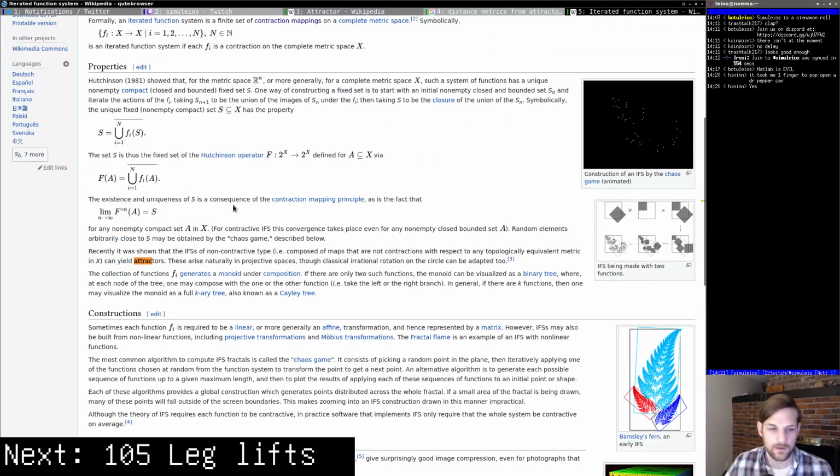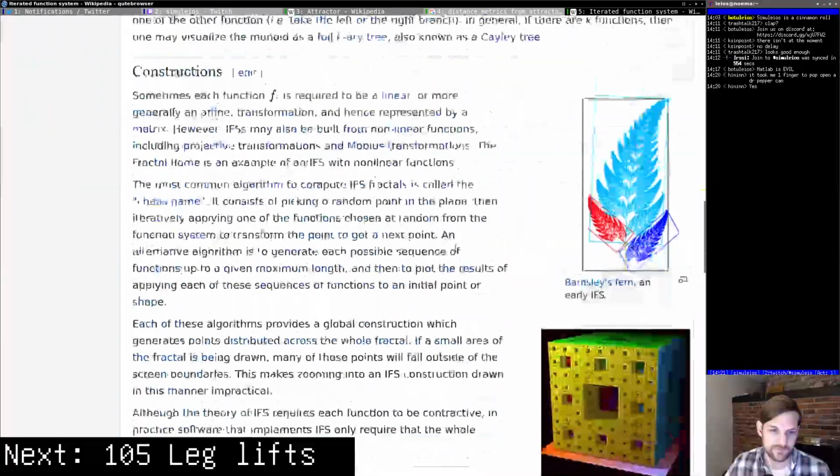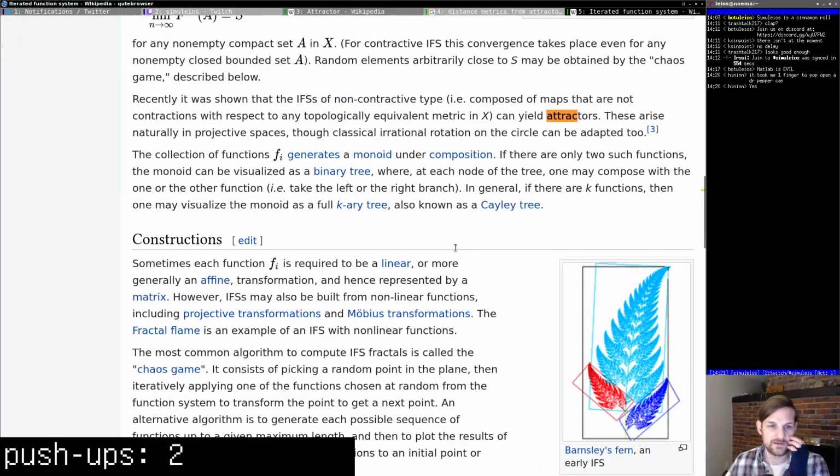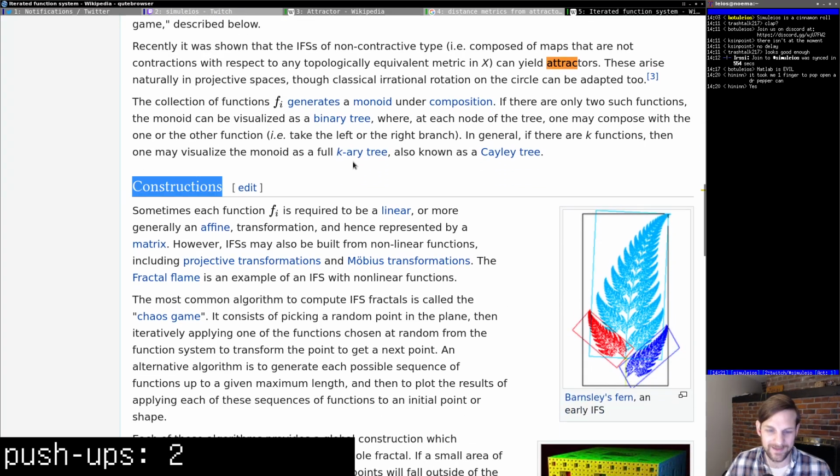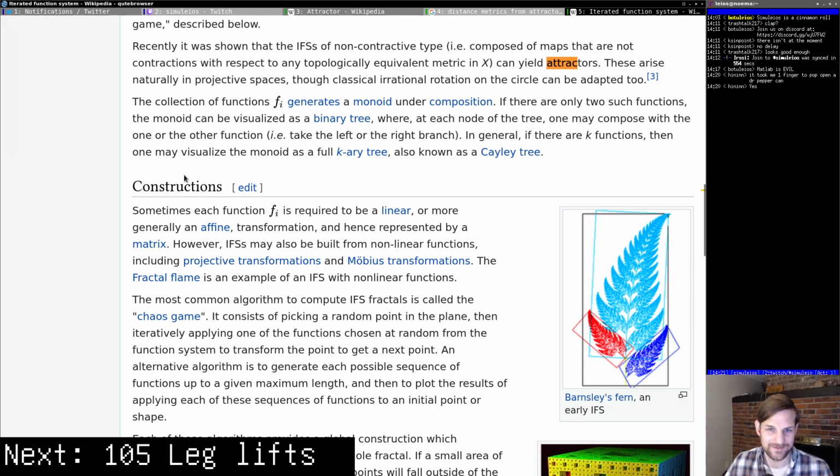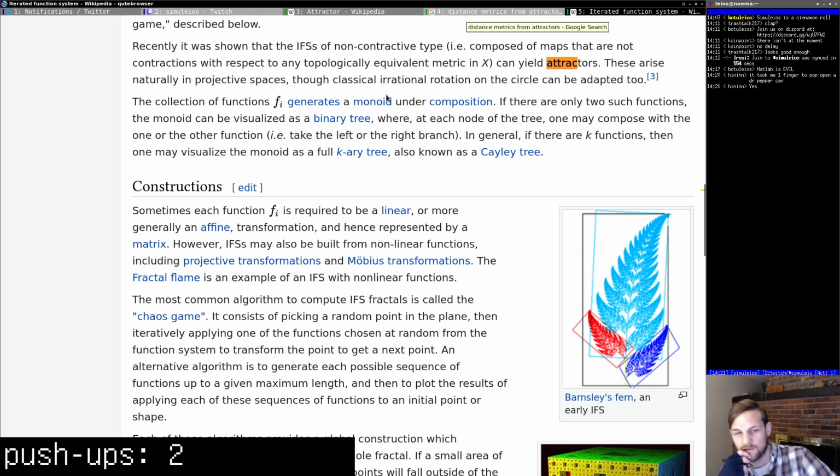Okay, right. So recently it was shown that iterated function systems of non-contractive type, i.e. composed of maps that are not contractions with respect to any topologically equivalent metric x, can yield attractors. These arise naturally in projective spaces, though classical irrational rotation on the circle can be adapted too. Okay, so that didn't help me, as you might imagine. Let's keep going. That's the only variation of attractor here. Let me see if I can find a bit more information here.